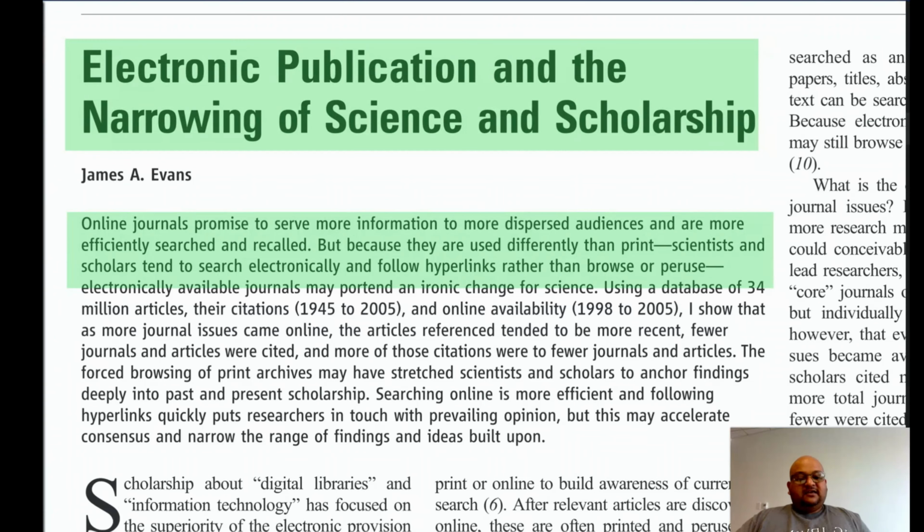The conventional thinking is that as more and more scholarship becomes available online, it will become easier and easier to find. But what the patterns of citation show is that as more journal issues came online, the citations tended to become more concentrated, both in terms of time window as well as in terms of the journals and articles that were cited. The citations tended to become more recent and they tended to concentrate to fewer journals and fewer articles than before.